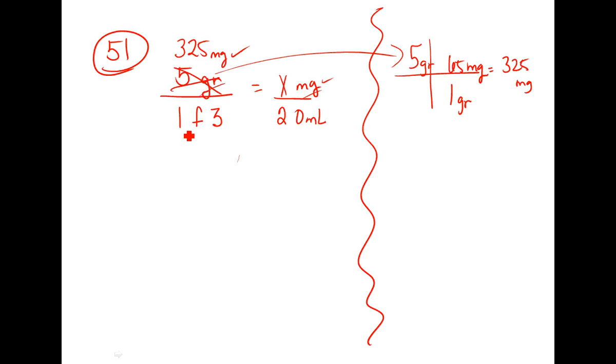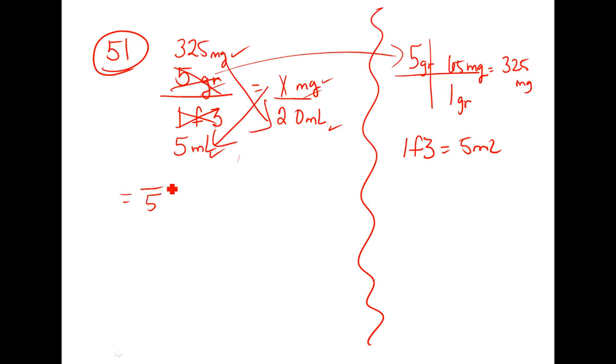Now we want to change this 1 fluid dram to milliliters. And this one is just in your chart. You don't have to look it up, but 1 fluid dram is equal to 5 milliliters. So that one you can automatically just change. You don't have to do really a conversion. So we have milliliters. Now we can cross multiply. X times 5 would be 325 times 20, which is 6,500. Then you divide that by 5 and it comes up to be 1,300 milligrams.